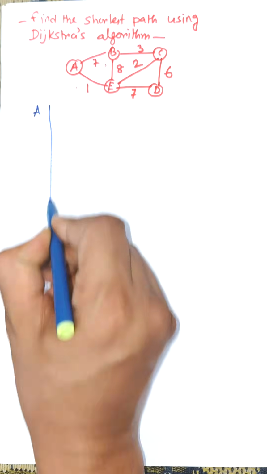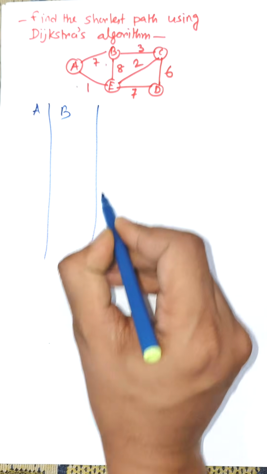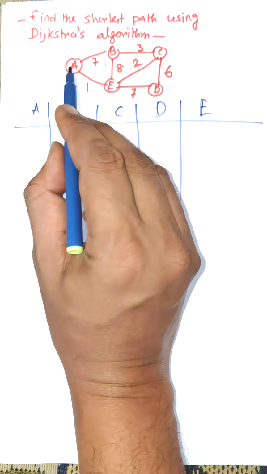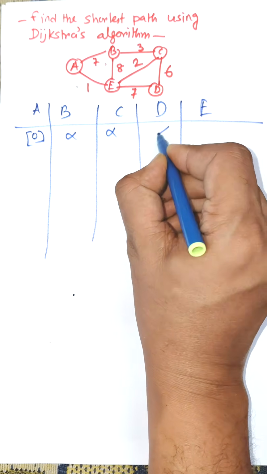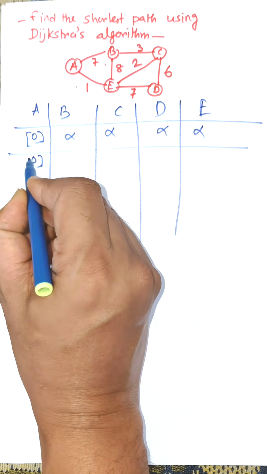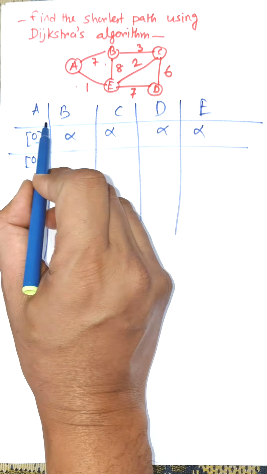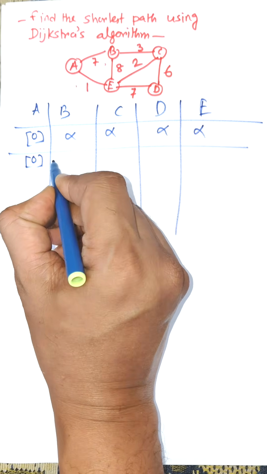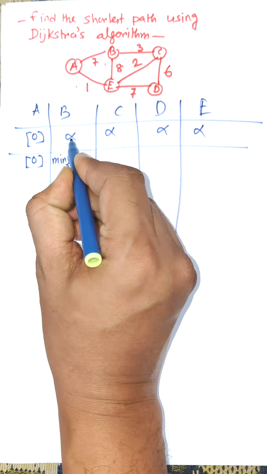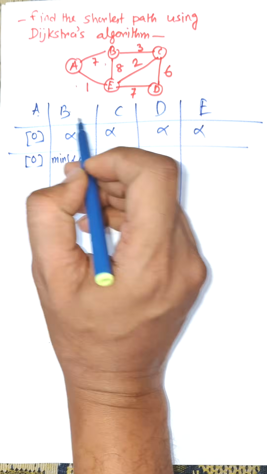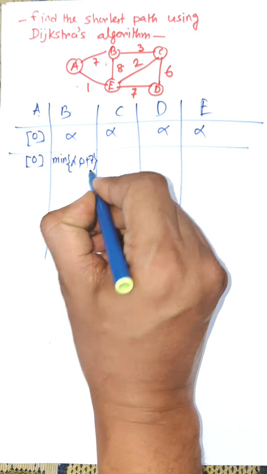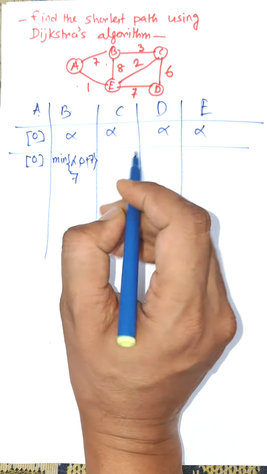First of all, we need to draw all the vertices A, B, C. Now, first of all, A is the source vertex, so it is considered as 0. Remaining is temporary. Infinite 0 will be permanent. Now, we need to find the distance from A to B, that is minimum. Old value is infinity, the fixed value is 0, and the distance of A to B is 7. And the minimum of infinity and 7 is 7.